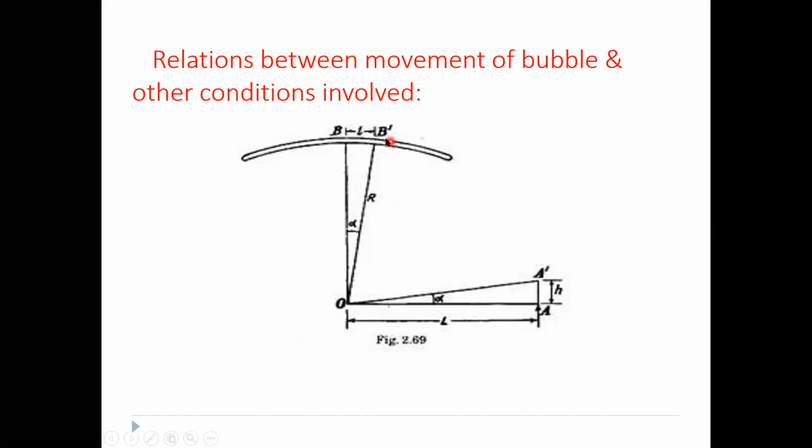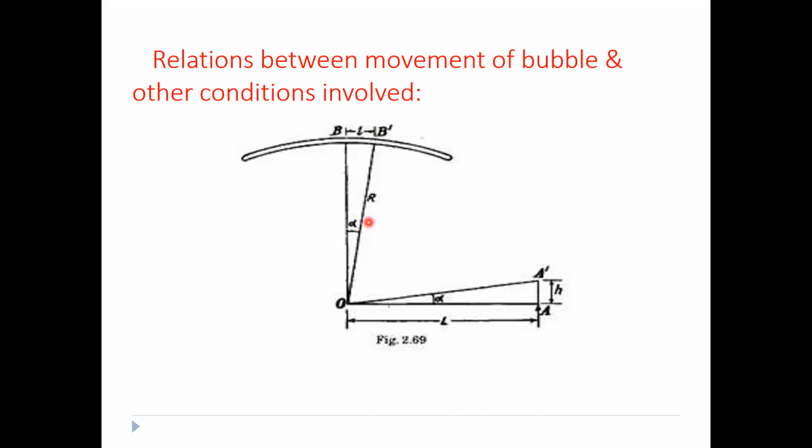You can also use the bubble movement geometry. If you take this as the arc length, L is the length of the bubble movement. Arc length is given by L equal to R theta, the radius of the tube multiplied by the angle: L equals R alpha. Here small L represents the distance moved by the bubble, and capital L represents the length of the spirit level. Observe the difference.